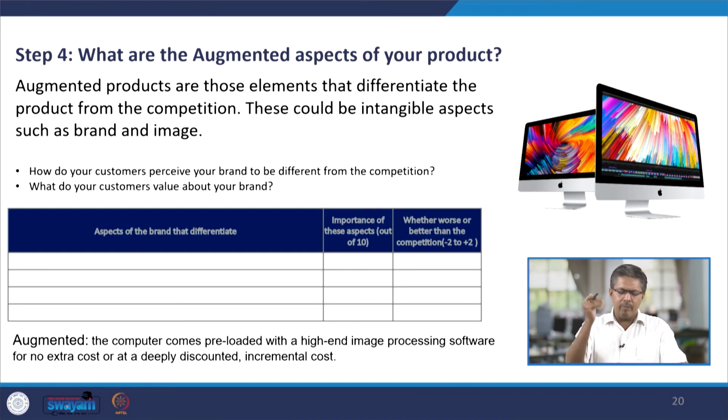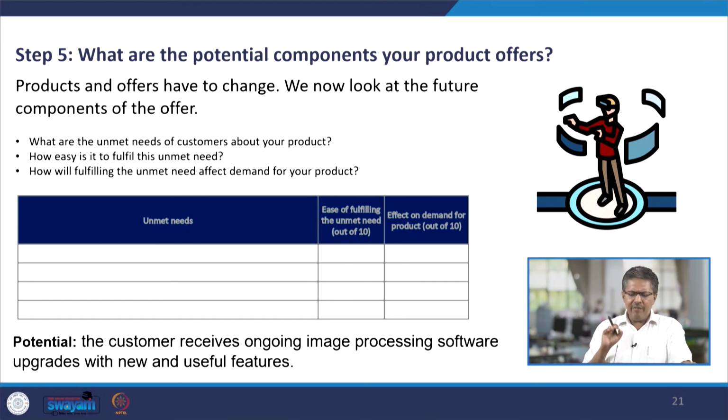Now, the next step, and finally, is the potential. What are the potential components your product offers? Now, products and offers have to change. We now look at the future components. So, as I said, technology is changing. Here you can see virtual reality or augmented reality. So, we are talking about those kinds of concepts which are coming up.